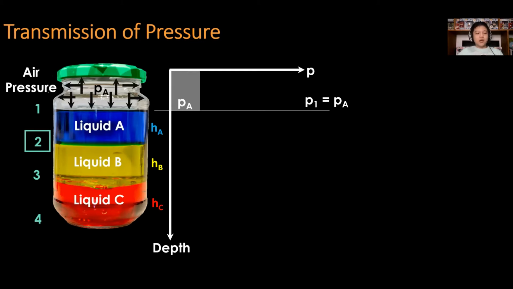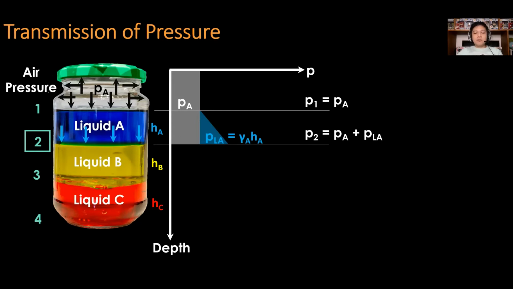Next is point 2. The weight or pressure of air is transferred to liquid A. And in addition, the equivalent pressure or weight of liquid A. In the diagram, from the top surface of liquid A, the pressure will increase until its lowest point, with the value of maximum pressure as P sub LA, that is equal to gamma of liquid A times height of liquid A. Therefore, at point 2, the total pressure is PA or the air pressure plus the pressure of liquid A.